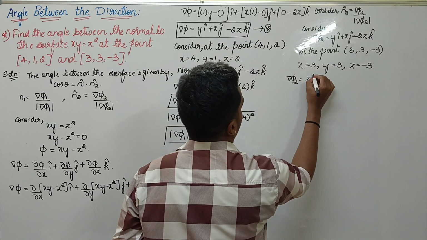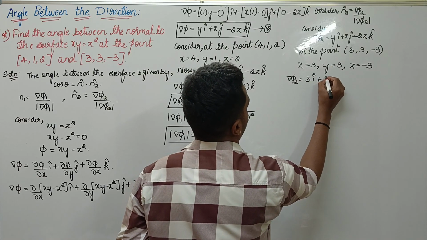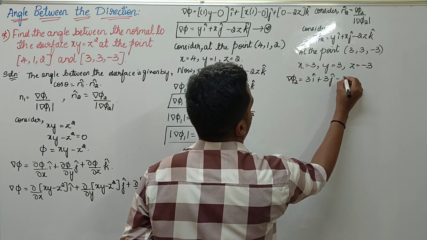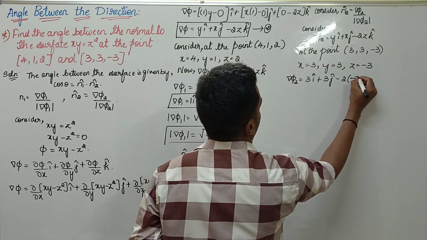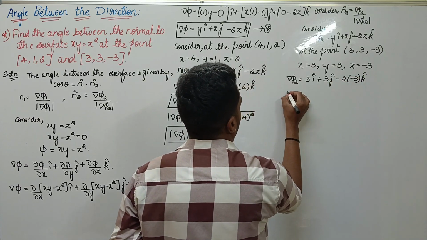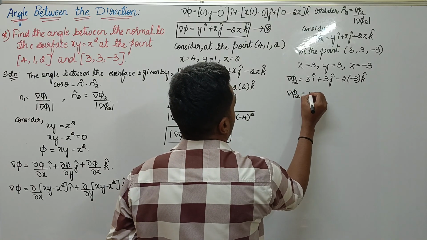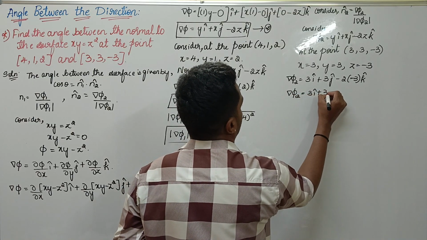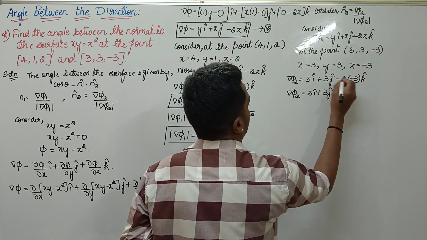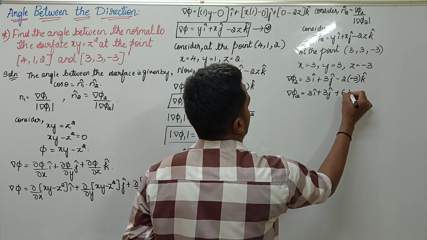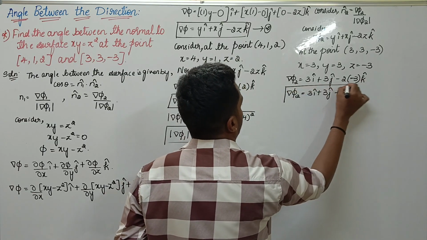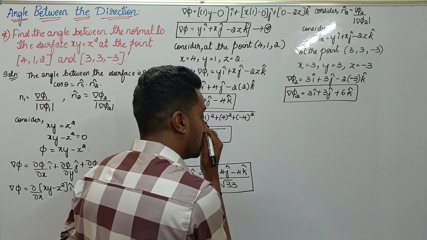Now gradient phi2 is equal to 3 i cap plus 3 j cap minus 2 into minus 3 k cap. So gradient phi2 is equal to 3 i cap plus 3 j cap plus 6 k cap. This is our gradient phi2.